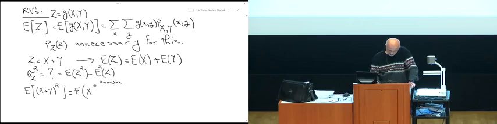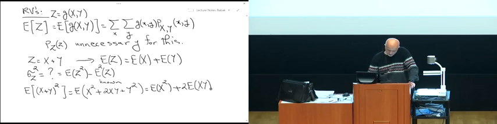Tell me how to expand this now. E of x squared, 2xy, y squared. Okay, so this is E of x squared plus what? 2E of xy plus E of y squared.